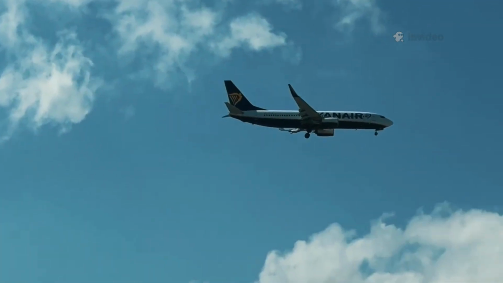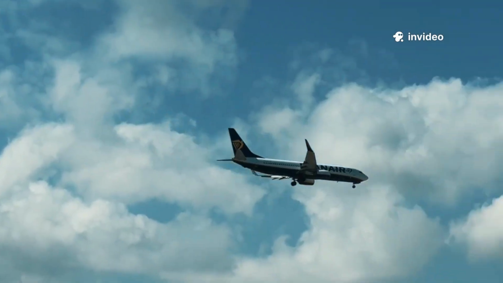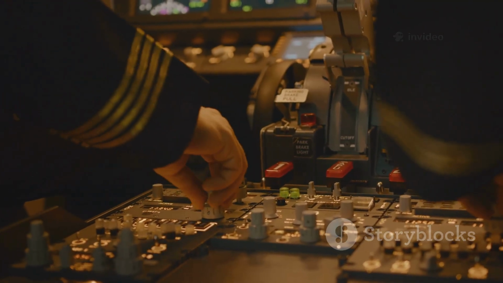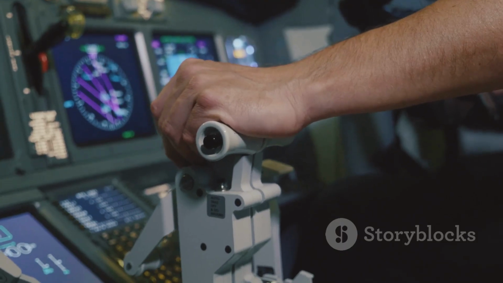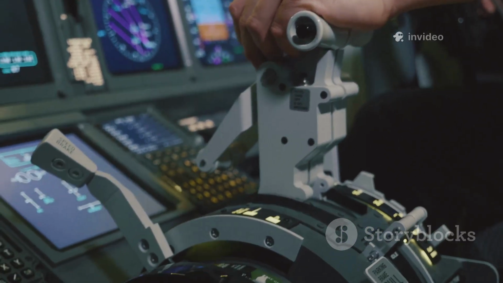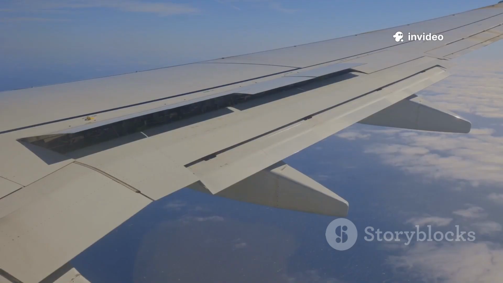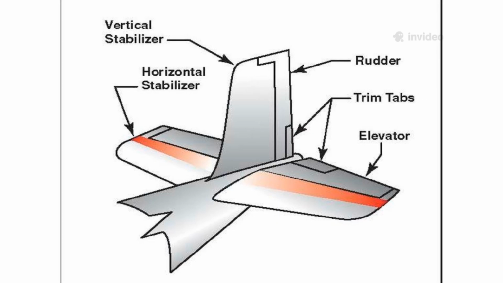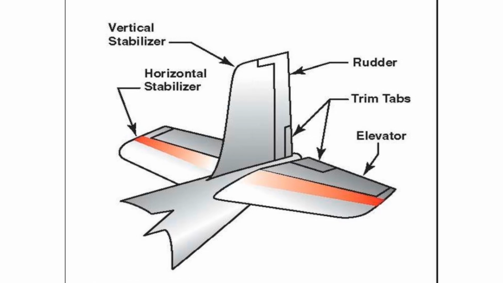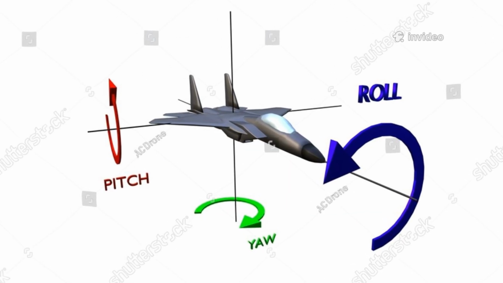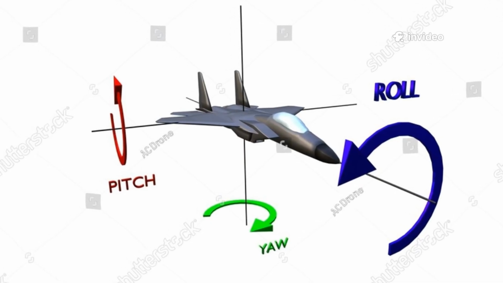Flying isn't just about forces, it's also about control and stability. Pilots use the plane's control surfaces to adjust its movement in 3 dimensions. Pitch is controlled by the elevator on the tail, which moves the nose up or down. Roll is controlled by ailerons on the wings, which tilt the plane side to side. Yaw is controlled by the rudder on the tail, which moves the nose left or right. Together, these controls allow pilots to maneuver the plane smoothly and maintain balance during flight.